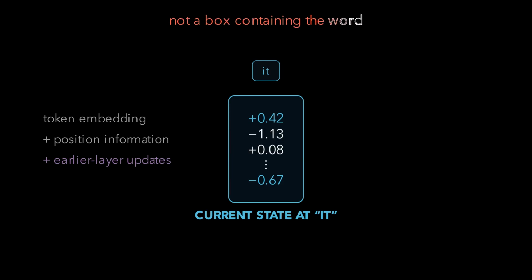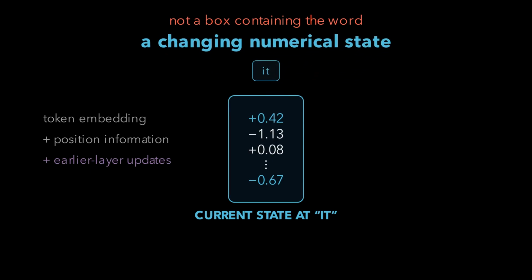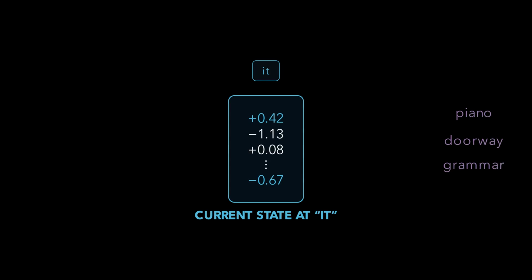So follow the position for "it." The vector at that position is not a tiny box containing the word "it." It is the current numerical state for that position. Earlier layers may already have written clues about the piano, the doorway, and the grammatical structure of the sentence into it. The whole row of vectors enters the block together. We will highlight one, but attention needs the rest of the sequence.